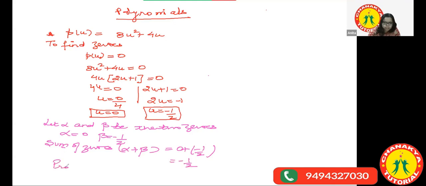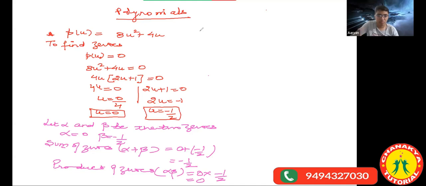Then the product of the zeros is alpha beta. It will be 0 multiplied by minus 1 by 2. If you multiply any number, digit or variable by 0, it will be 0 only. Clear this thing? Yes, children, have you understood till here? Yes, ma'am.